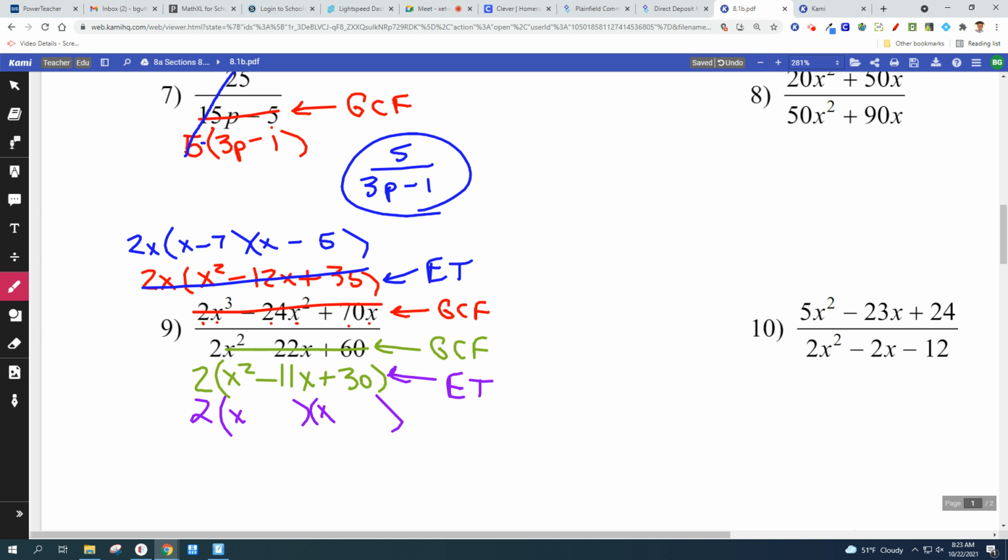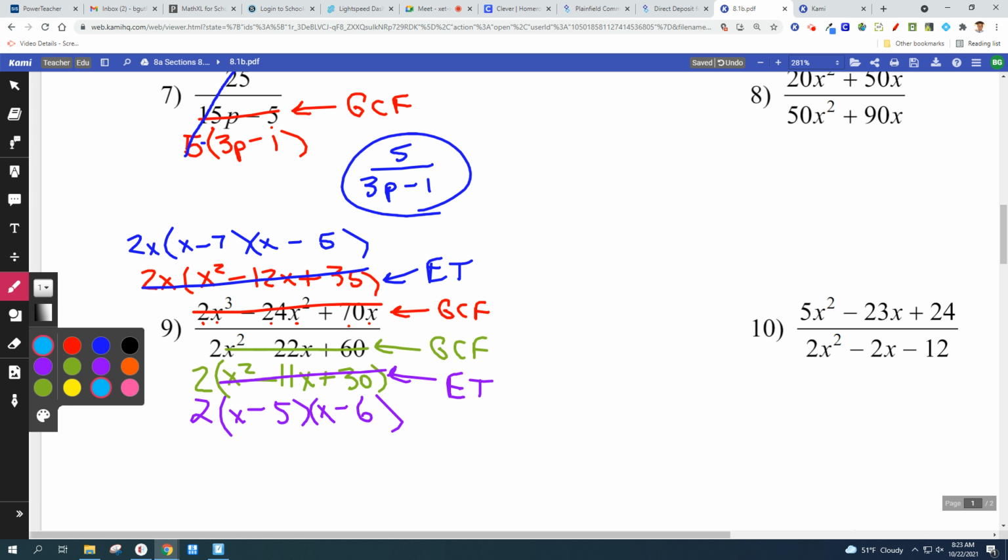5 times 6 is 30. 5 plus 6 is 11. I know this is going to be minus 5 and minus 6, like that. They're both negative because they have to add up to negative 11, but they have to multiply to positive 30. Okay, so now I haven't simplified yet. I've just factored. Now simplifying means, can we cancel anything out?